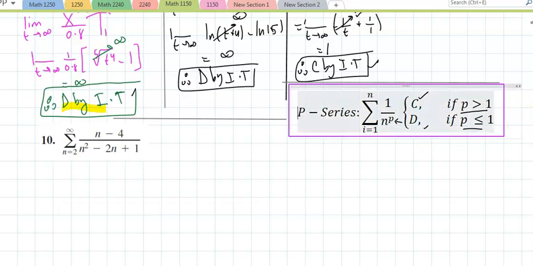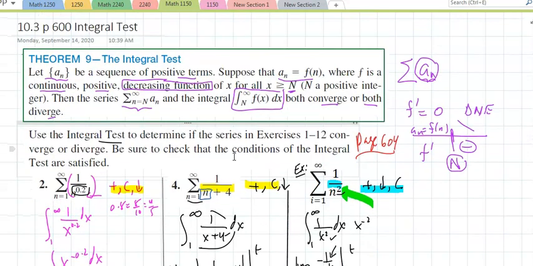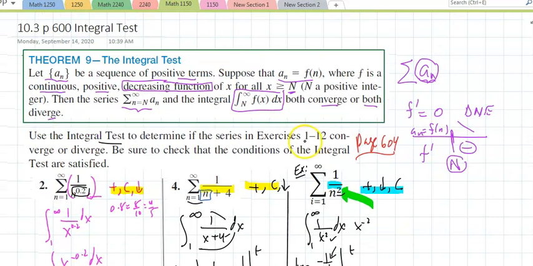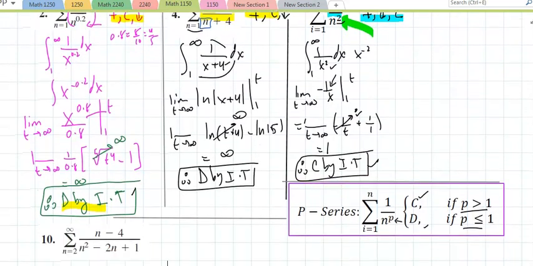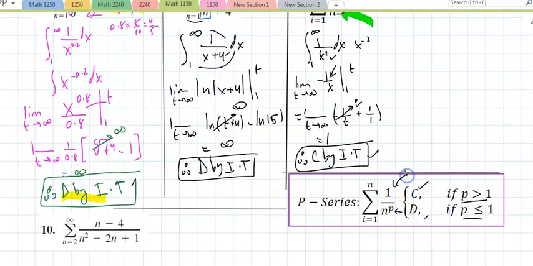For example, here, these problems, they specifically say on numbers 1 through 12, use the integral test. On a test, I don't specify. So you could use that on number 2. You could use that on this example. You can't use that on this because there's a plus 4. You can only use it on series that look identically like this.